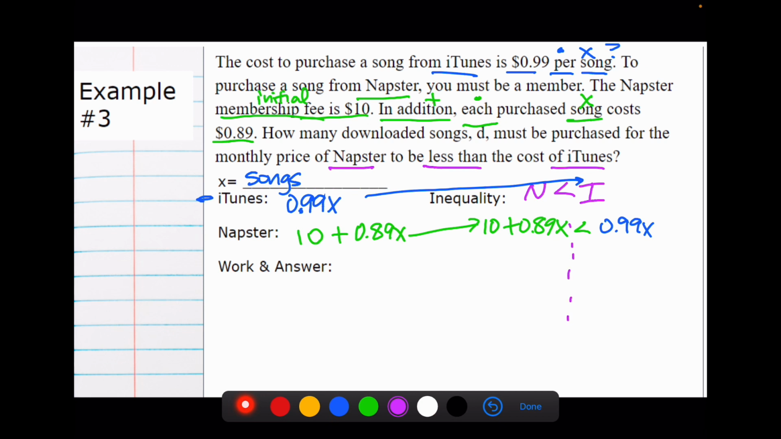I don't have any distribution. I don't have any like terms to combine, but I do have variables on both sides of my inequality. The rule for that is I need to move the smallest variable, and in this case, the smallest variable is your 89 cents x compared to your 99 cents x. So we do need to move that 89 cents x to the other side. So I'm going to subtract it on both sides. When I subtract 89 cents from 99 cents, I get 10 cents. And then the last step is I'm going to divide both sides by 10 cents.